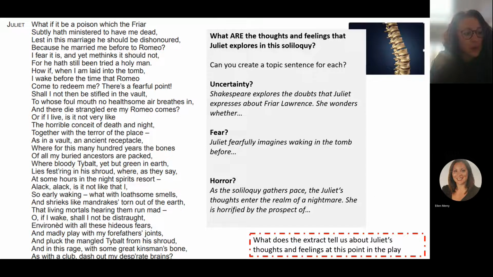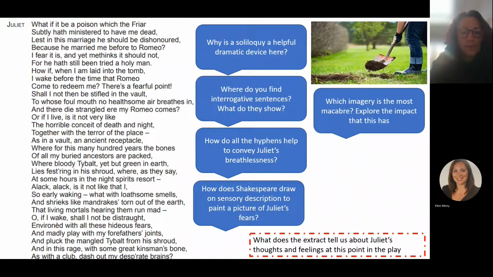She's unsure, she's quite fearful. It is quite a horrible prospect that she's going through. And here are some other questions that might help you approach this particular extract, for those that want to have a go at writing it.